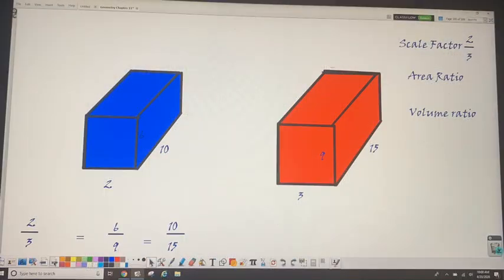All right, so let's talk about similar figures and how area and volume affect those similar figures. So we have this blue prism and a red prism. If we're going to find the scale factor first, 2 to 3, 6 to 9, and 10 to 15. Now if I take each one of those, it reduces to 2/3. Therefore my scale factor is 2/3.